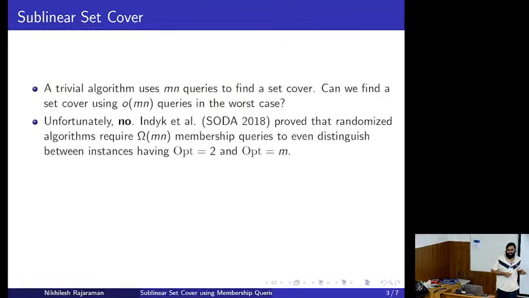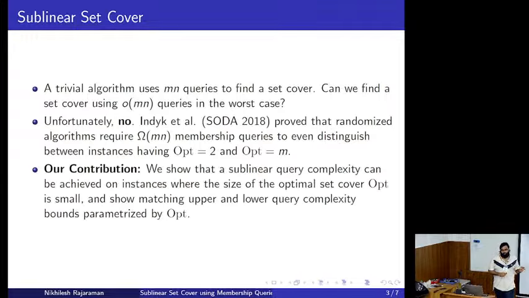Unfortunately, it turns out the answer is no, right at the beginning. There's some work by Indyk and collaborators in SODA 2018, and they showed that even to distinguish between instances where opt is 2 and opt is large, like opt is m, requires something like Omega(mn) membership queries. So it seems like right at the onset we're doomed. But I promise you we can still say something interesting about this problem.